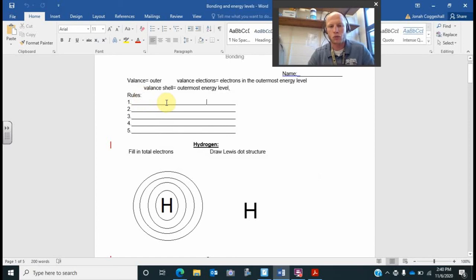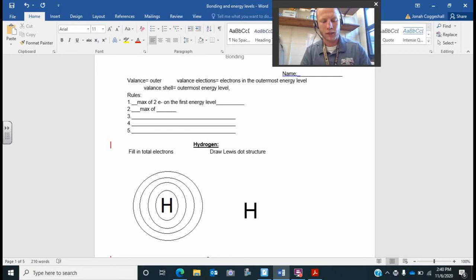All right, so our rules. We came up with a few rules along the way. Rule number 1: there can only be a max of 2 electrons on the first energy level. Number 2 is very similar: there's a max of 8 electrons on levels 2 through 7.